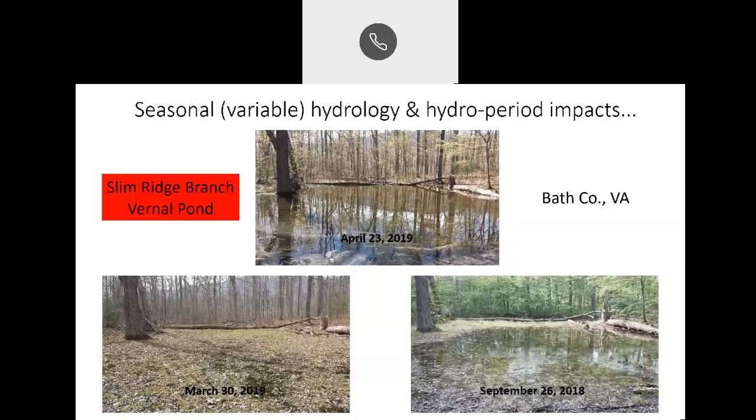Because the hydroperiod, or length of time that the pool holds water, has everything to do with the biological dynamics and the biological phenomena like the reproduction of these keystone species, frogs and salamanders in the forest. So that's a big unknown. It is pretty disturbing. What do I do to deal with that stress?